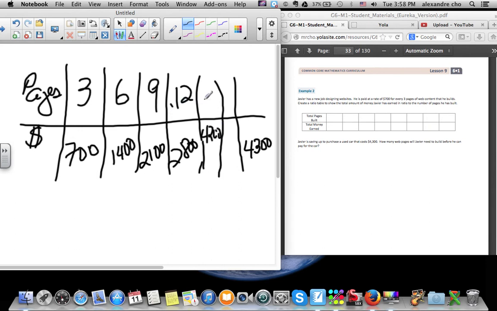4,200 times 6 on the top would be 18. So if he did 18 pages of a website, he would make $4,200. Is that enough? No, it's not. So he needs to do a little bit more. And the next one he's going to do is 21 pages.